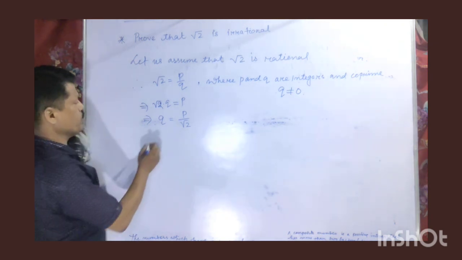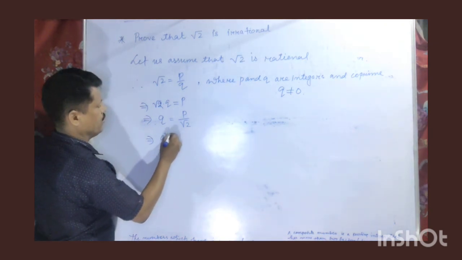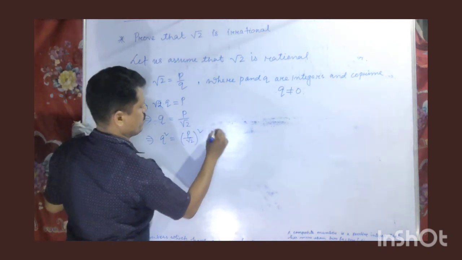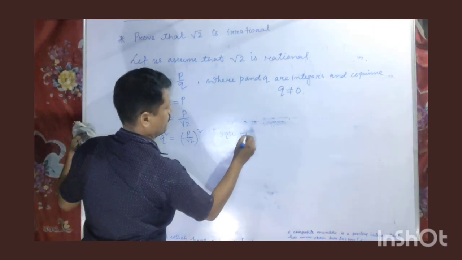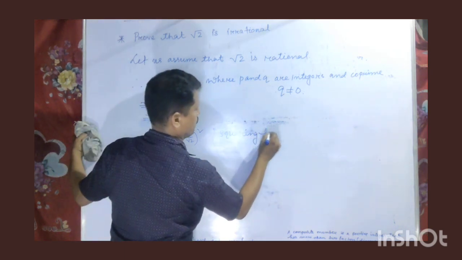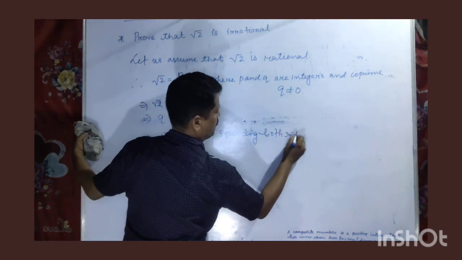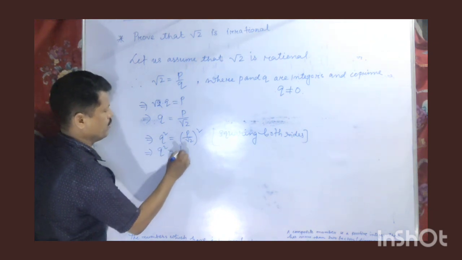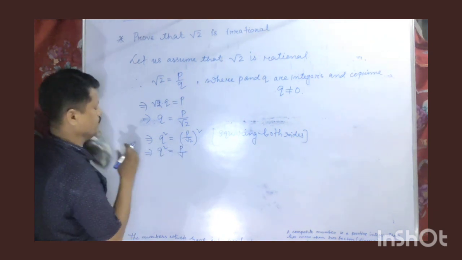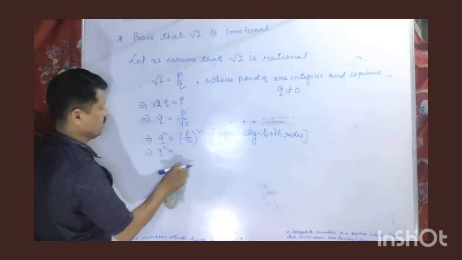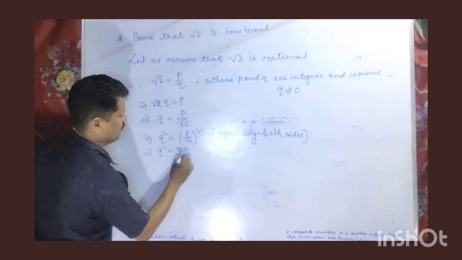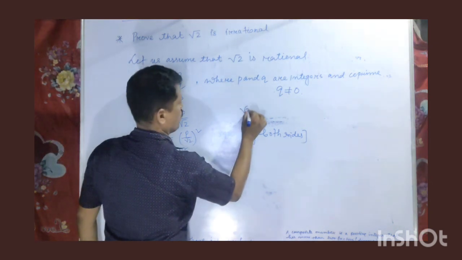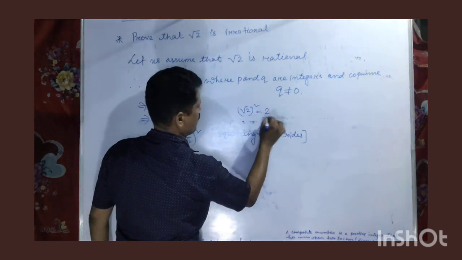Now squaring both sides, q square equals p by root 2 whole square. Then what we get is q square equals p square by 2, because root 2 whole square is 2.